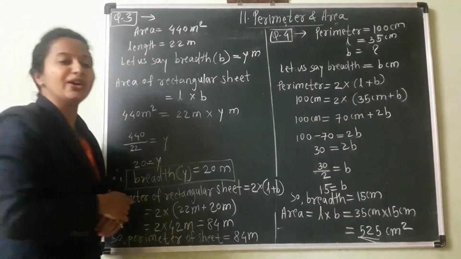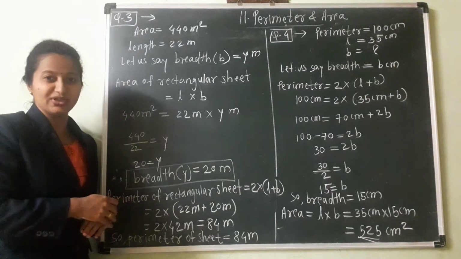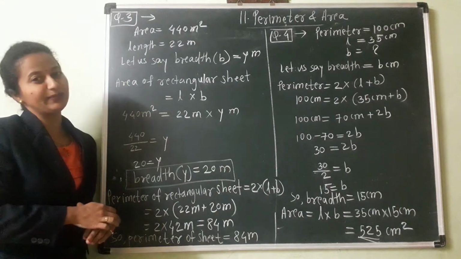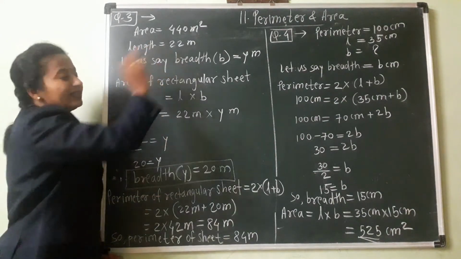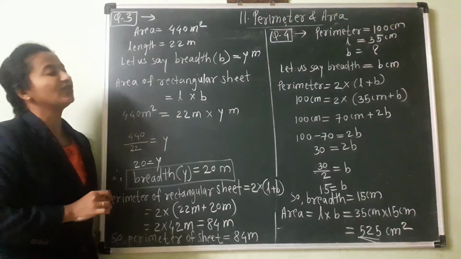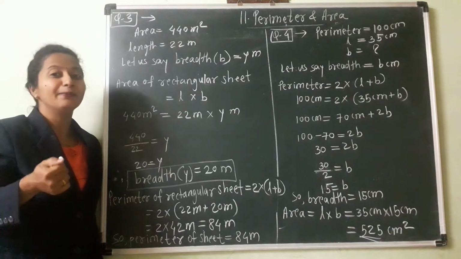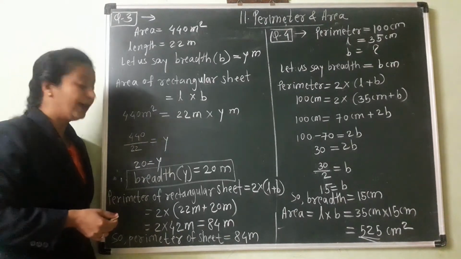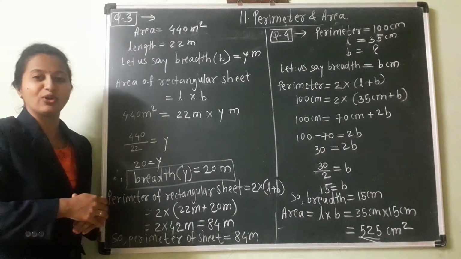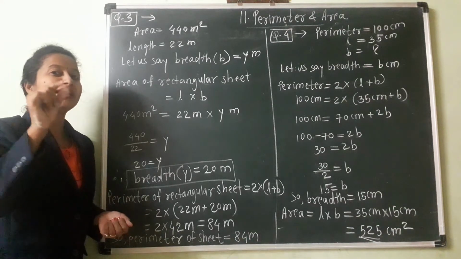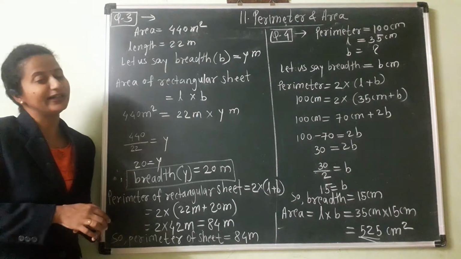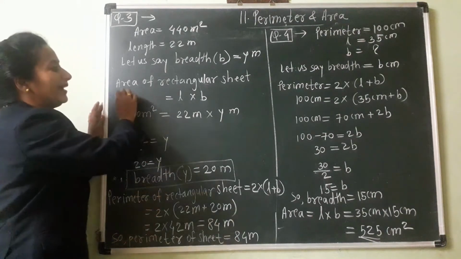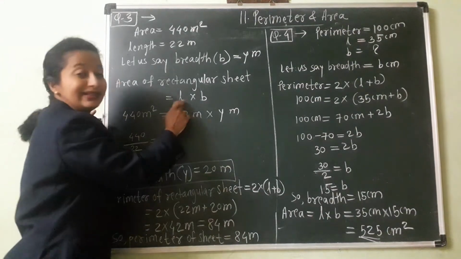Everyone knows we have to measure the area in square units. It may be square meter, it may be square centimeter or square kilometer, right? Length is given, that is 22 meter, and what do we have to find here? We have to find the breadth as well as the perimeter of that rectangular plot. Again the word comes, rectangular. So here we have to use the formula of the rectangle. So area of rectangular sheet is equal to length into breadth, right?